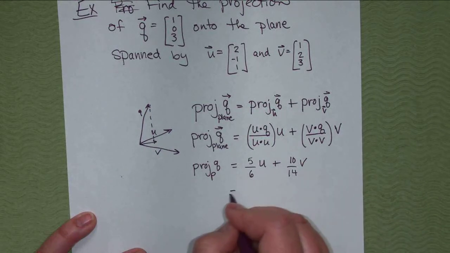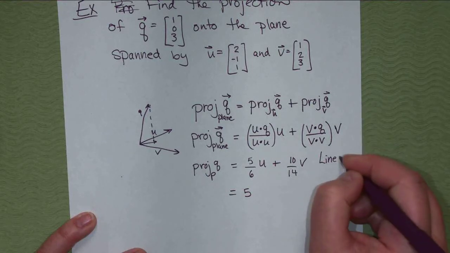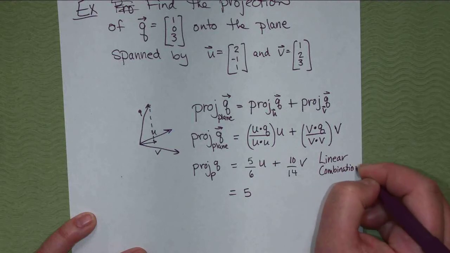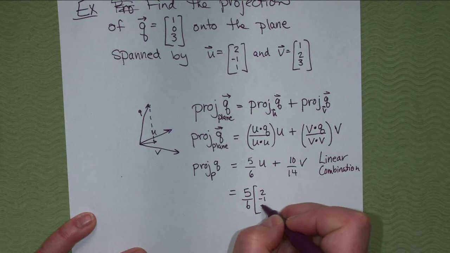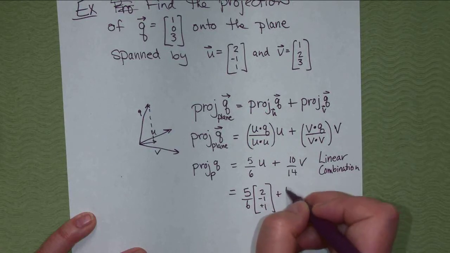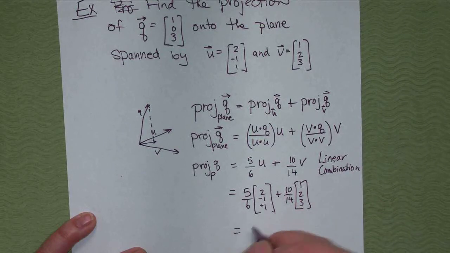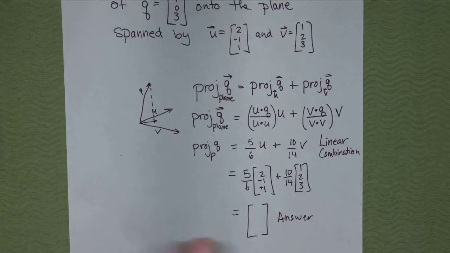And then you could actually find the answer. So this is a linear combination. But to find the answer, you would just work that all out and get one vector. Okay. And multiply the 5, 6 in, so on.